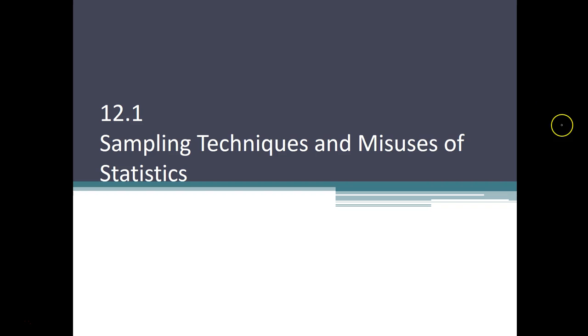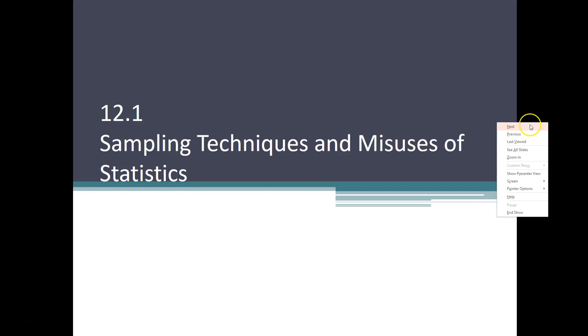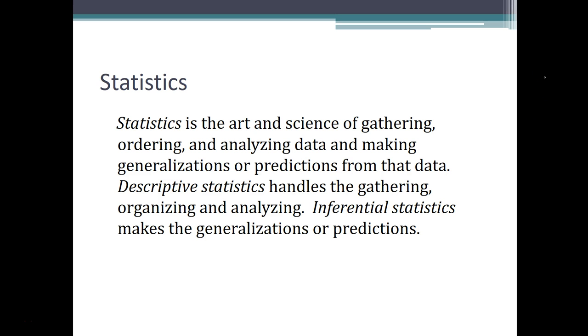Well, first we're going to talk about something called sampling techniques and then misuses in 12.1, but before I elaborate on that, let's just talk about for a second what statistics is. Like I had said at the end of the last unit, statistics and probability are connected. Statistics is the art and science of gathering, ordering, and analyzing data and making generalizations or predictions from that data.